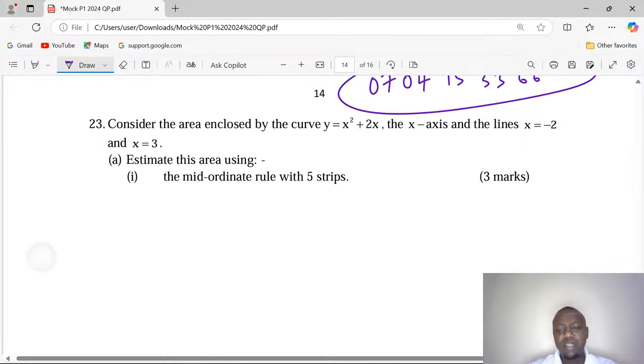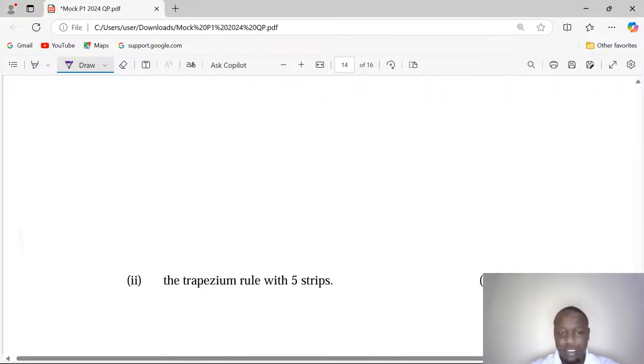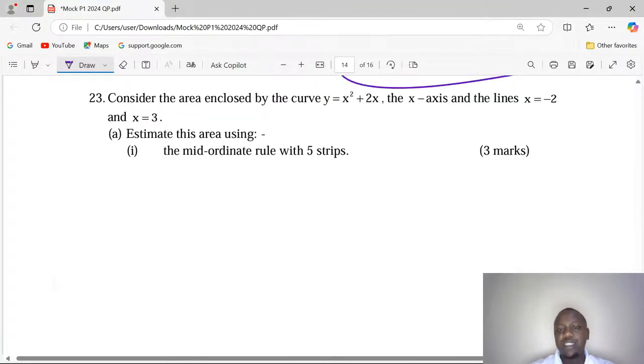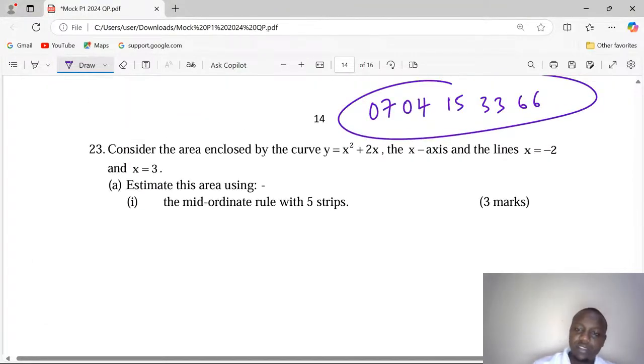Though we are talking about the mid-ordinate rule, then the trapezium rule, which requires more values of x and the values of y.